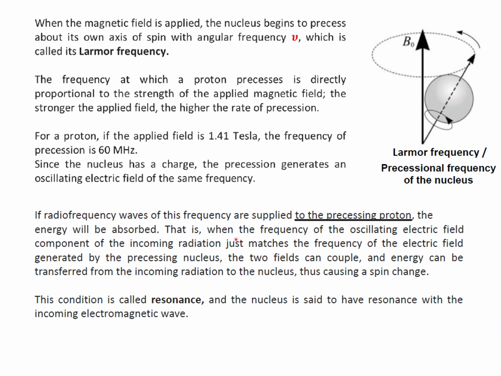And this happens if the applied magnetic field is in very good association with the nature of the nucleus, that is, the oscillating energetic field is aligned with the precessing nucleus, then resonance will happen. This condition is called resonance, and the nucleus is said to be in resonance with the incoming electromagnetic wave.